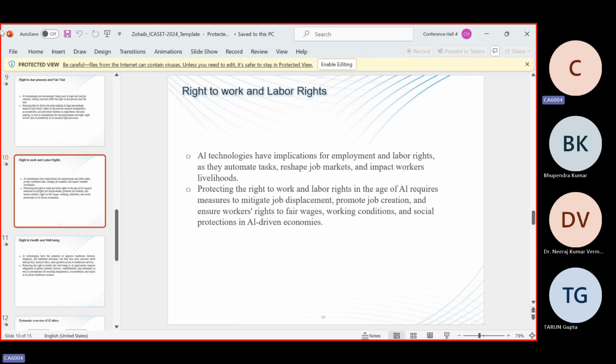Next one. Right to work and labor rights. AI technologies have implications for employment and labor rights, where we see that automated tasks reshape job markets and impact workers. Protecting the right to work and labor rights in the age of AI requires measures to mitigate job displacement, promote job creation, and ensure workers' right to fair wages.